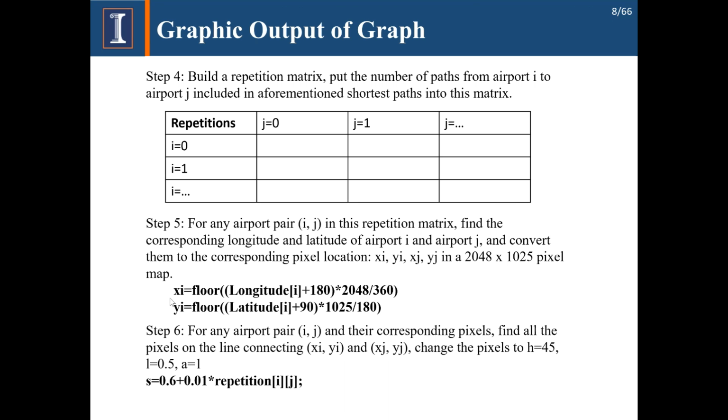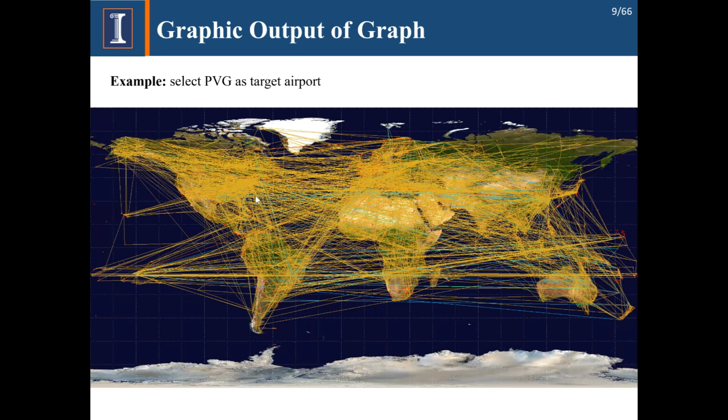Finally, using xi, yi, xj, yj, we can connect a straight line between these two airports I and J. Then we change the pixels on this straight line to the color yellow, which is H equals 45, and we set L equal to 0.5, A equal to 1, and S equal to 0.6 plus 0.01 times the repetition of I and J. It means if we have more repetitions between airport I and airport J, we will slightly increase the saturation of this flight line. And finally, here is an example output.